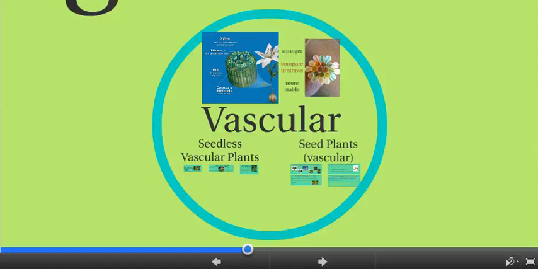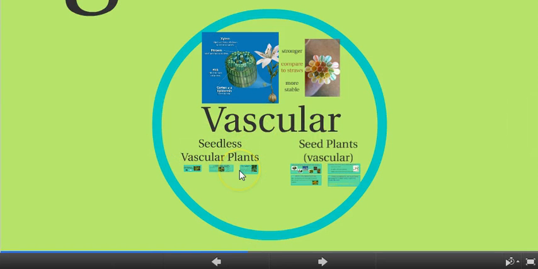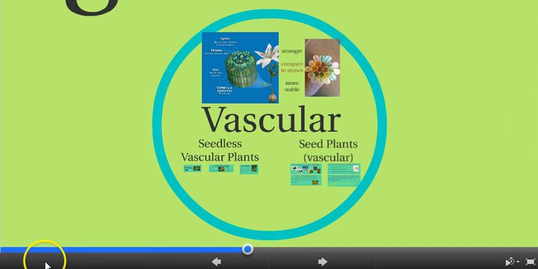So as we look at vascular plants, they are divided into two subcategories: seedless vascular plants and seed vascular plants. Both of these categories of plants have vascular tissue. The difference in the two categories is how they reproduce. Seedless vascular plants reproduce with spores, while seed plants reproduce with seeds.